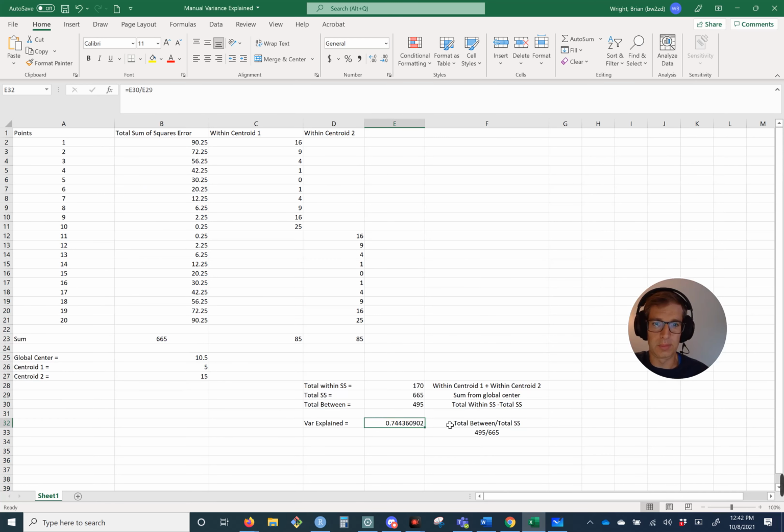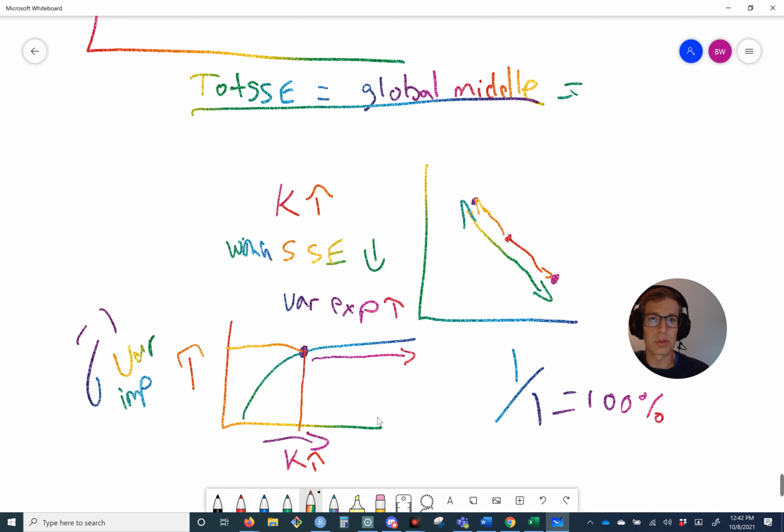In this example, if the total between equals the total sum, for some reason the clusters are so tight that essentially you just have 2 clusters. This would result in just a 1-to-1 ratio. Anyway, that's an extreme example, but I'm just trying to explain it so you can understand the concepts there.